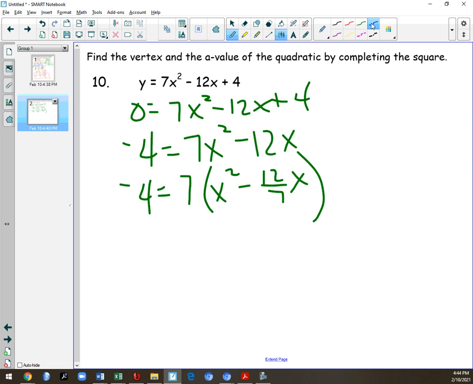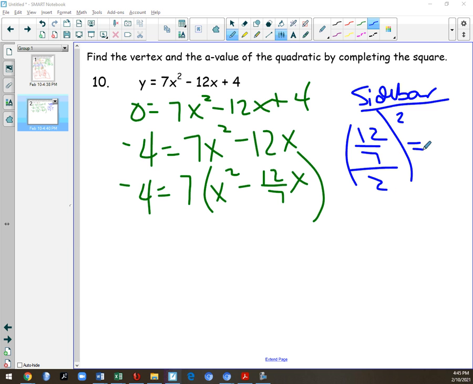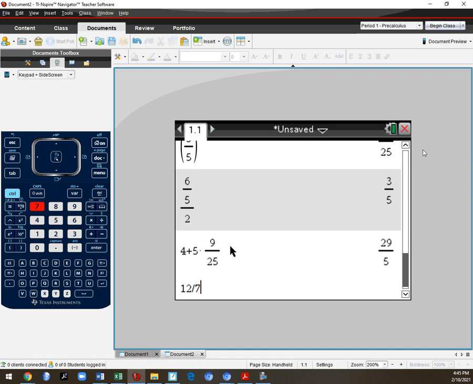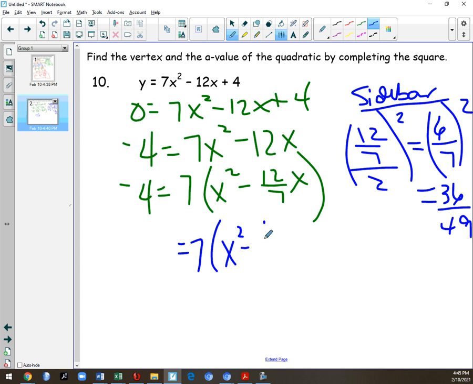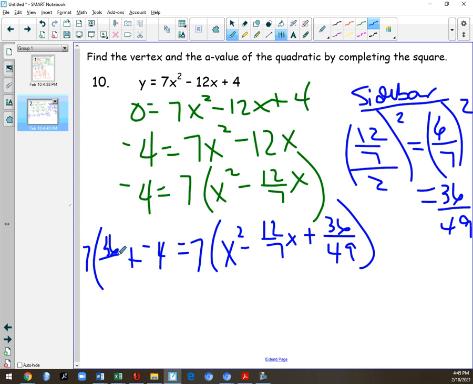So now we have to complete the square. So we're going to do a sidebar. I'm going to take 12 over 7 divided by 2. So go to your calculator. 12 divided by 7 divided by 2 gives you 6/7. Square that, and that's going to give you 36/49. That's what goes inside the parentheses. So I have 7 times x squared minus 12 over 7x plus 36/49. Now, what we're adding on the other side is going to be -4 plus the 7 times the 36/49.